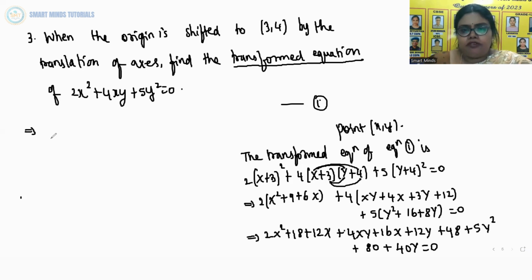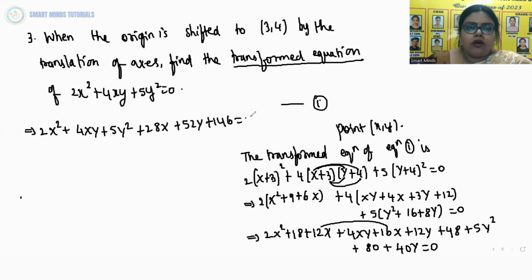Now you see, we simplify further. So 2X² + 4XY + 5Y². Now 12X + 16X is 28X. Then 12Y + 40Y is 52Y. Now 18 + 48 + 80, that is 146. Now we take 2 common, so we get, no, we cannot take 2 common because you have 5Y² over here. So this is the final answer.